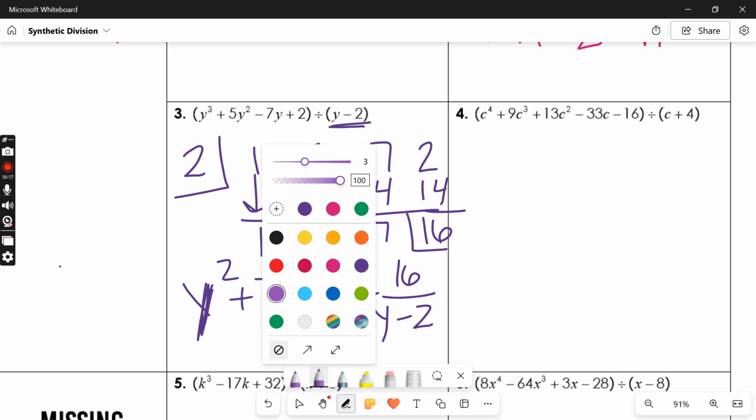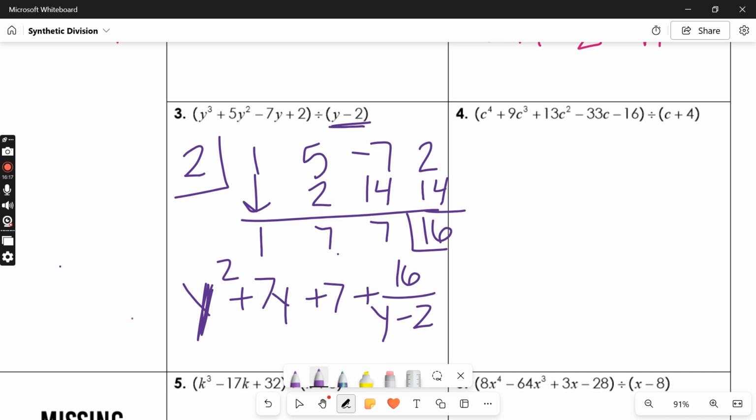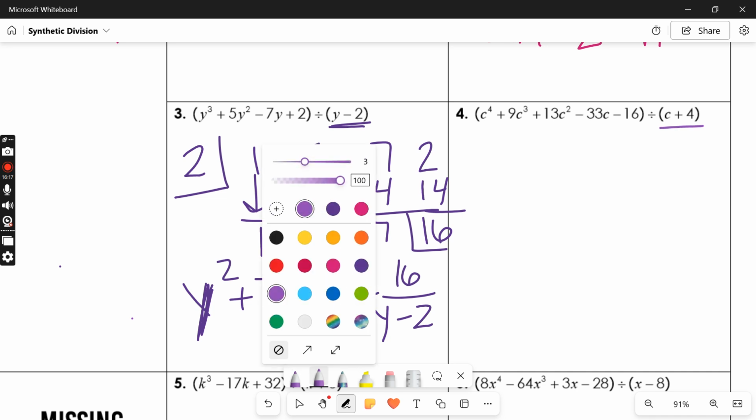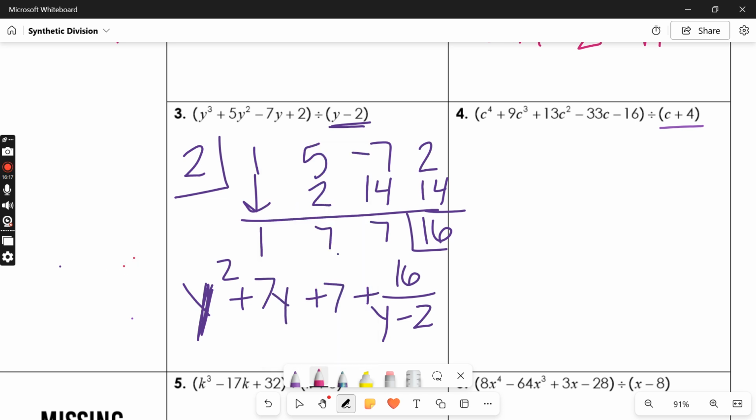All right. We have c to the fourth plus 9c cubed plus 13c squared minus 33c minus 16 divided by c plus 4. So that means I'm going to have a negative 4 out front. And then that looks like 1, 9, 13, negative 33, negative 16.